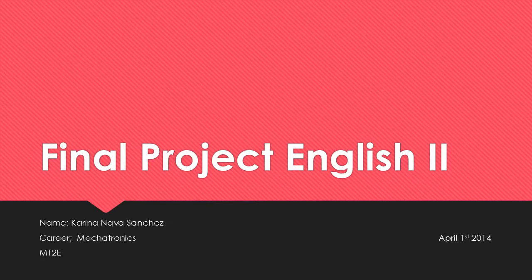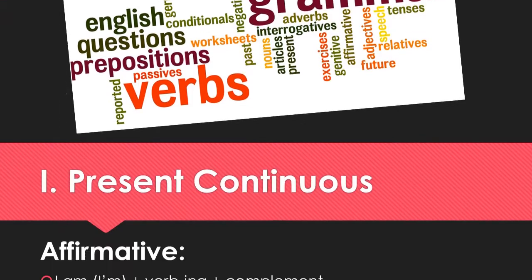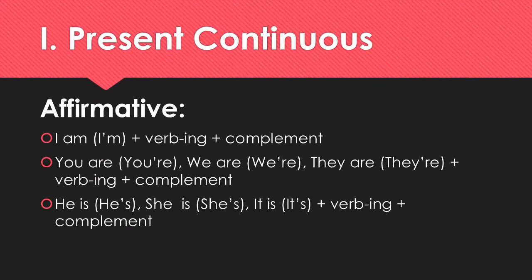My group is 2E. In this video, we'll talk about the grammatical rules of English for using sentences in past, present, and future. And we'll talk about the present continuous. The present continuous indicates an action taking place at the moment, but it is also used about things happening over a period of time.